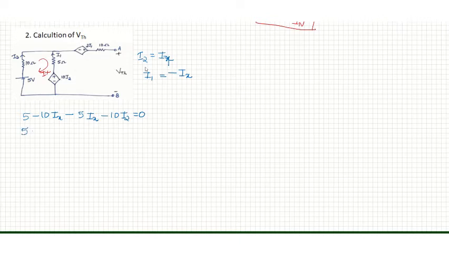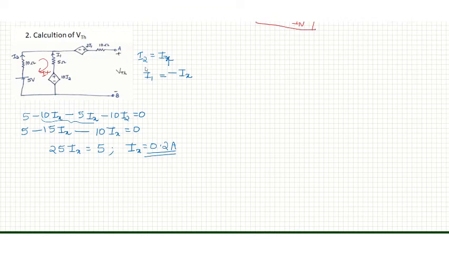So the equation will be 5 minus 15IX minus 10 into I2, which is IX, equals 0. So we will get 25IX is equal to 5 and IX is 0.2 ampere, 5 by 25. IX is 0.2 amperes.